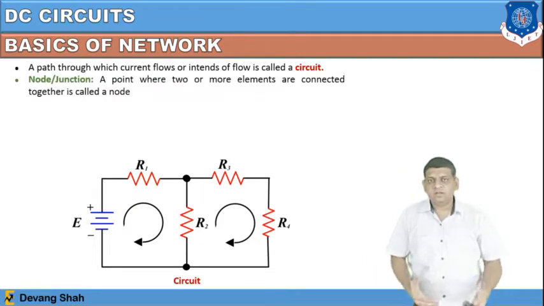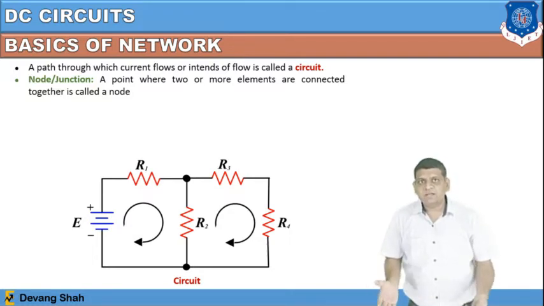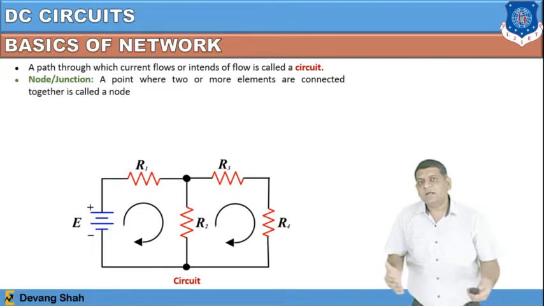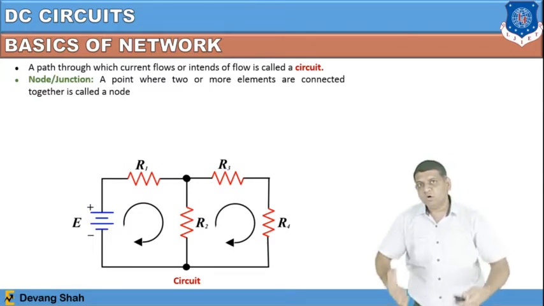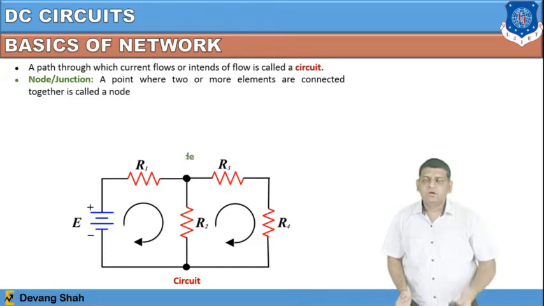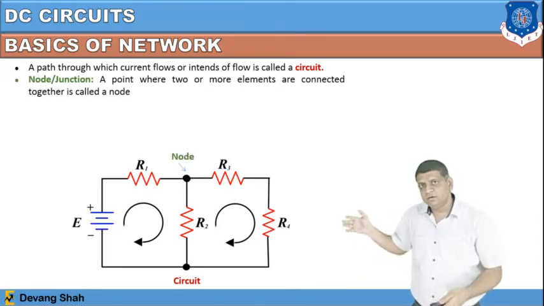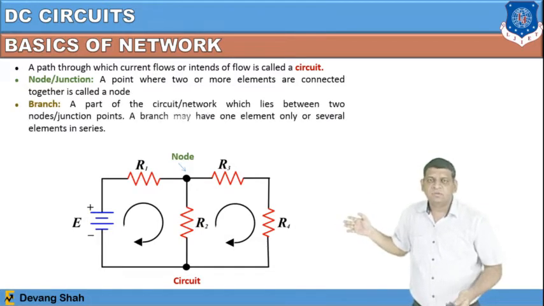After that, we need to understand what a node is. A node or junction is a point where two or more elements are connected together. In another sense, you can also consider it as a point where three or more branches are connected. At that particular point, we define a node. Here you can see there is a node at the point where three resistances, R1, R2 and R3, are connected. So, three branches are connected.